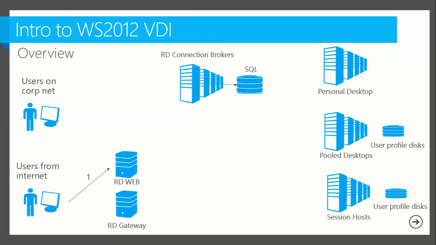And I'll do a quick walkthrough of what these connections look like. So if the user is on the internet, they go to a website, HTTPS, they log in, and they see all the resources published to them. They click on an icon, and the TS client starts.